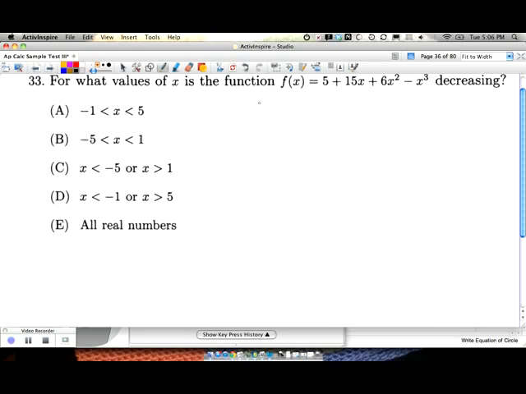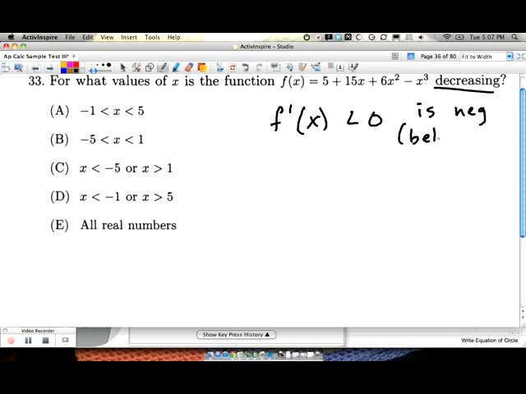Next. For what values is the function decreasing? You could totally do this by hand again, but I'm going to use a calculator just to accelerate a tiny bit. First, I'm going to take the derivative, because when I hear the word decreasing, that means that f prime of x is less than 0. The f prime of x is negative.